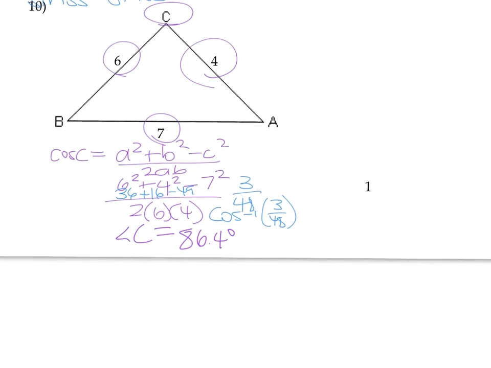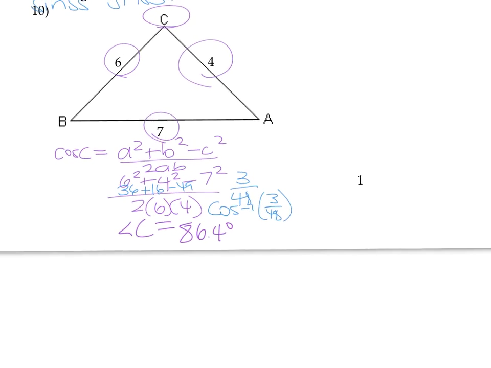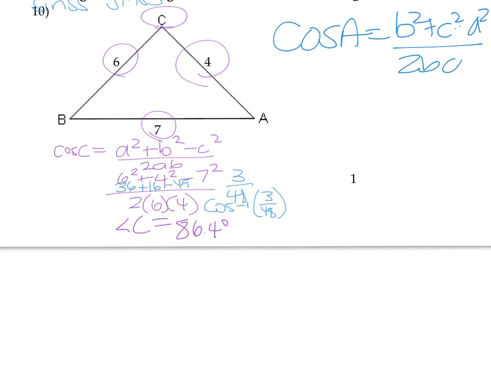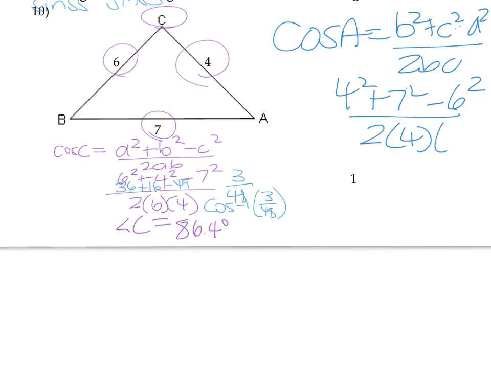Okay, now we can either continue with law of cosines, or we could switch to the law of sines, since we've got one complete angle. So I'm going to stick to law of cosines just so that we can practice it a little bit more. But we definitely could have switched to law of sines. So let's do cosine of A now. So A would be B squared plus C squared minus A squared over 2BC. So 4 squared plus 7 squared minus 6 squared over 2 times 4 times 7.